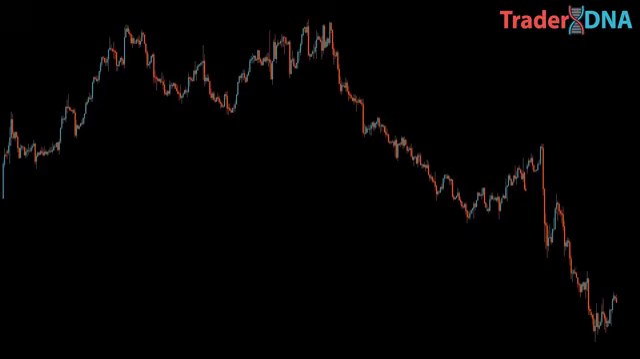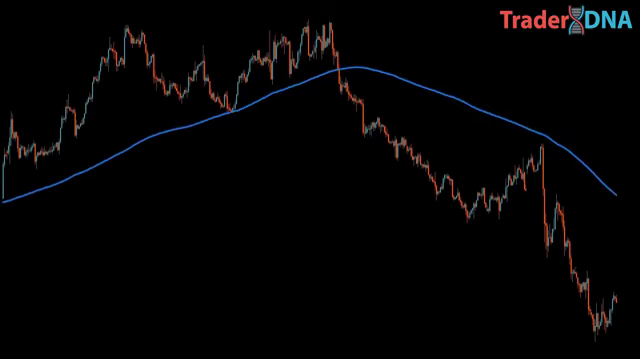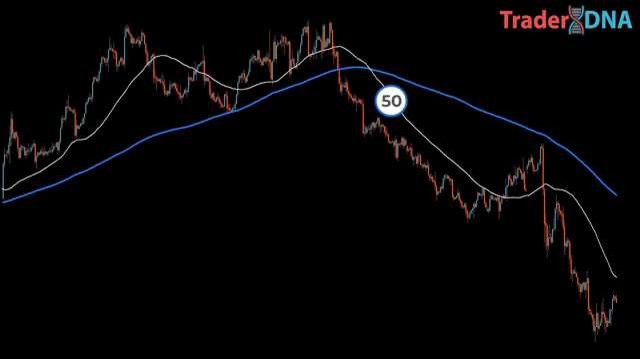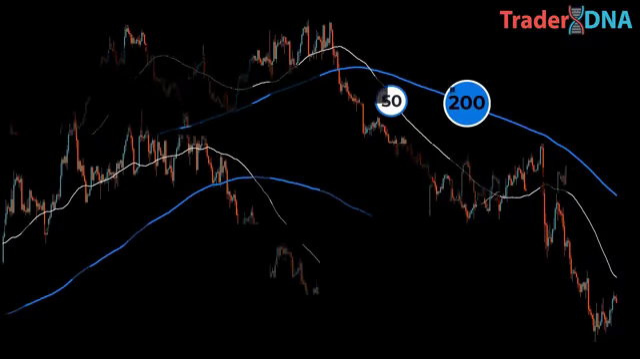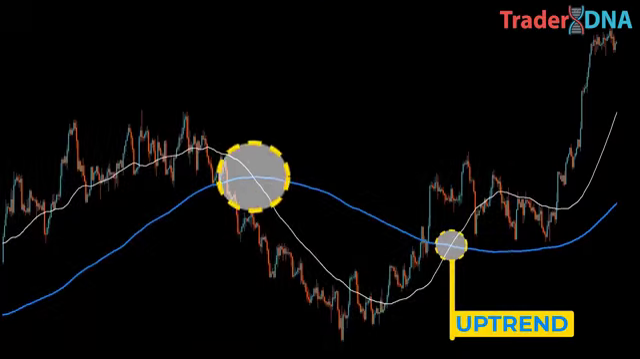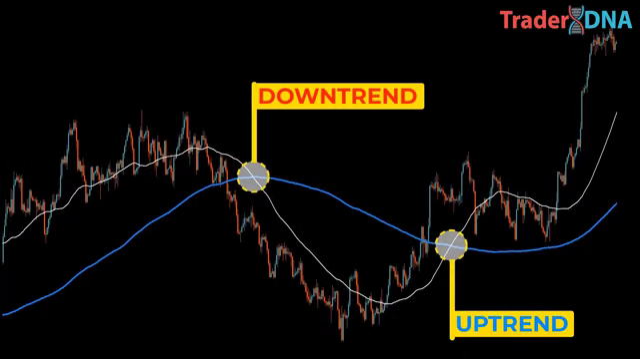A moving average crossover is one of the most popular ways to use the moving average indicator in trading. To apply this strategy, you need 2 moving averages with different period settings. For example, we can use the 50 period and 200 period moving averages as we did earlier. Previously, we learned that in an uptrend, the smaller moving average is positioned above the larger moving average. Conversely, in a downtrend, the smaller moving average is below the larger moving average.